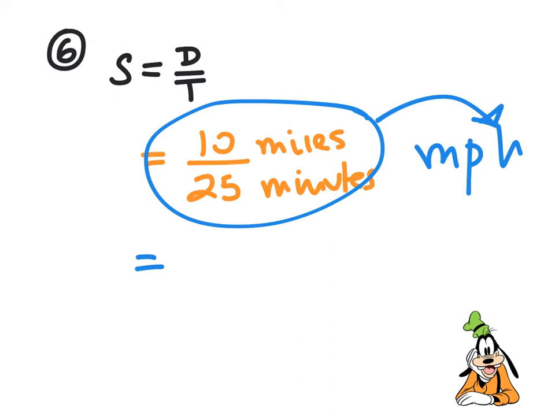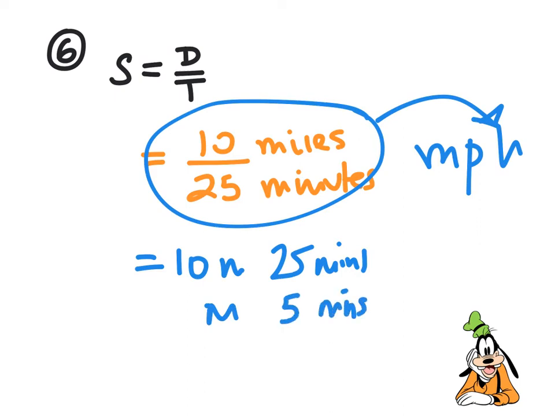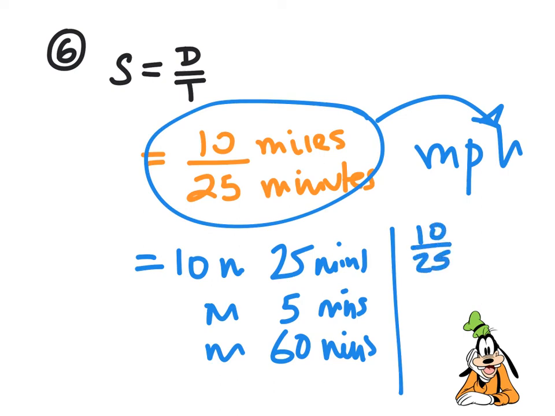So there's two options. We can either do 10 miles in 25 minutes is how many miles in 5 minutes, and then how many miles is that in 60 minutes for an hour. Or you could do the 10 divided by the 25, get that answer, and that's going to be in miles per minute, and then you turn minutes into hours, times it by 60. So you've got the two options there.